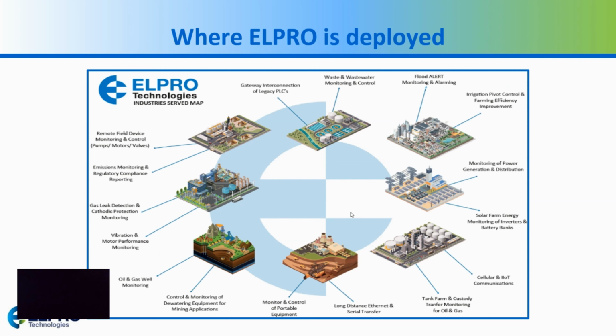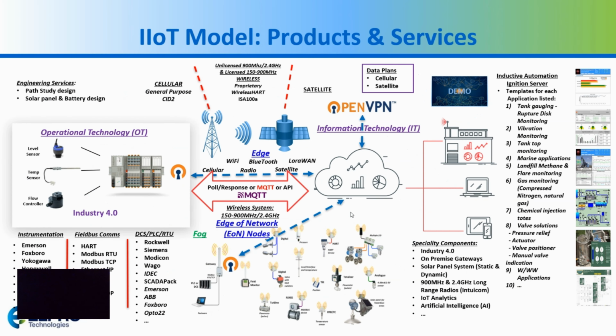We do get into power monitoring and tank levels in farms where it could be one tank or a farm of tanks. We do get into oil and gas monitoring, well monitoring, vibration, whatever system they have in a petrochemical plant. We do have Class 1 Div 2, so it can be mounted and used in that industry. So here's an IoT model.